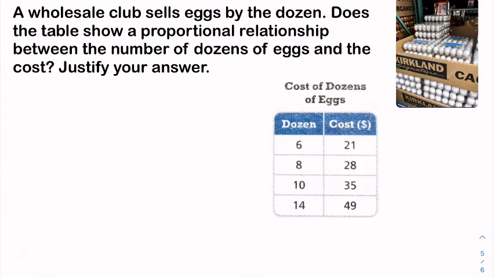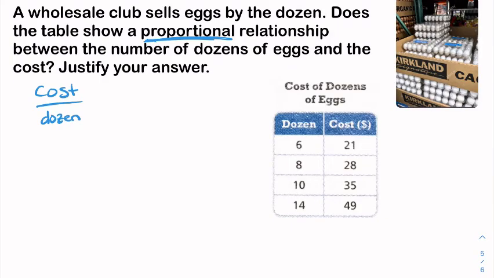A wholesale club sells eggs by the dozen. Does the table show a proportional relationship between the number of dozens of eggs and the cost? Justify your answer. So again, proportional, we're looking for equivalent ratios. The table has the dozens of eggs on the left and the cost on the right. So let's find the unit rate of cost per dozen.